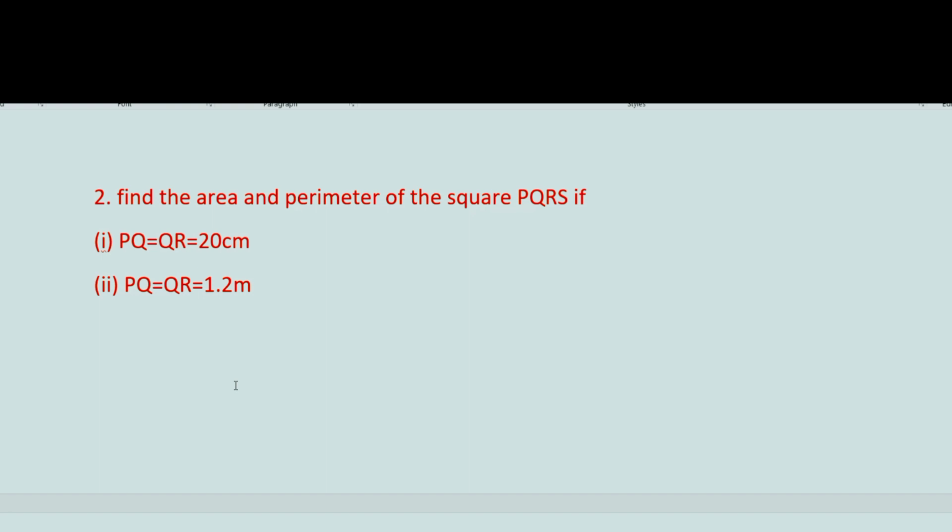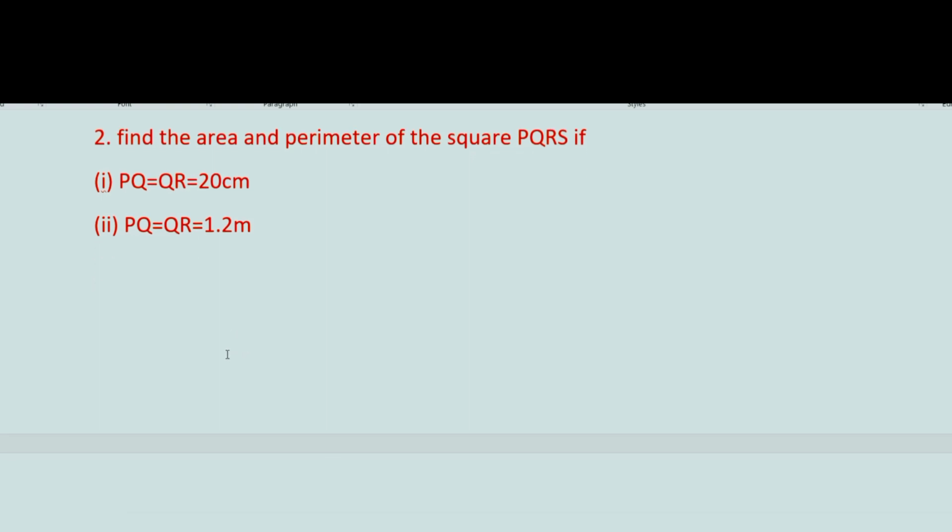In this sum we have to find the area and perimeter of square PQRS. Okay, PQRS is a square, you have to find the area and perimeter. So as we know, sides of a square are equal. Okay, all the sides of a square are equal. So here given PQ, QR equal to 20 cm, means side of the square is 20 cm.